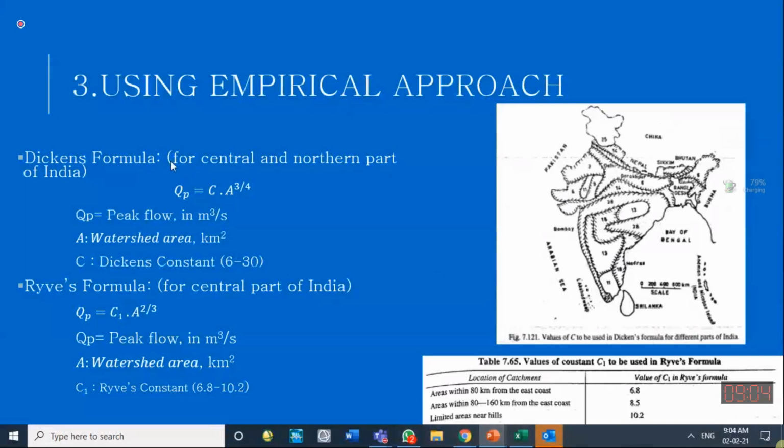So in this Dickens method, they have given the C value for different parts of India. Why are you saying this is not applicable for the whole of India?